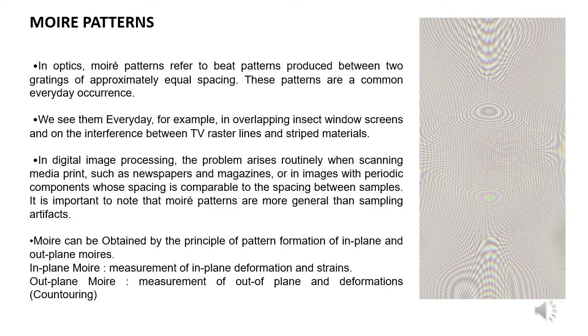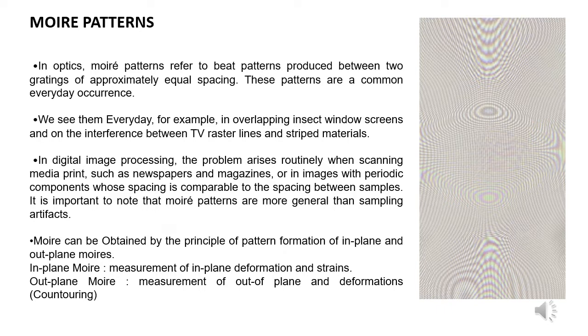Moire patterns or Moire fringes are large scale interference patterns that can be produced when an opaque ruled pattern with transparent gaps is overlaid on another similar pattern. For the Moire interference pattern to appear, the patterns must not be completely identical, but rather displaced, rotated, or have slightly different pitch. In general, Moire patterns refer to beat patterns produced between two gratings of approximately equal spacing.